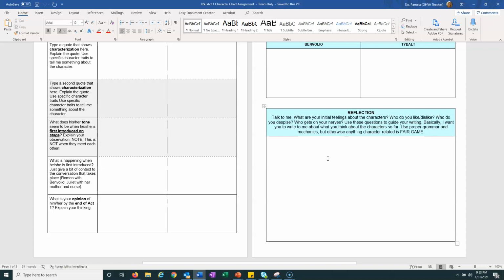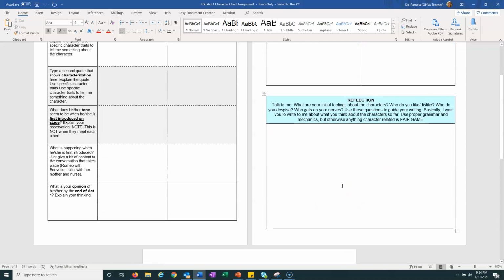My only requirement is it can't be a sentence long. It has to be about 5 sentences long. You've got a really big box here to write in, so I would fill it up as much as you can, but 5 to 7 sentences is a good rule of thumb here. Anything less than that, I'm not going to give you full credit for it. If you have questions, please let me know.